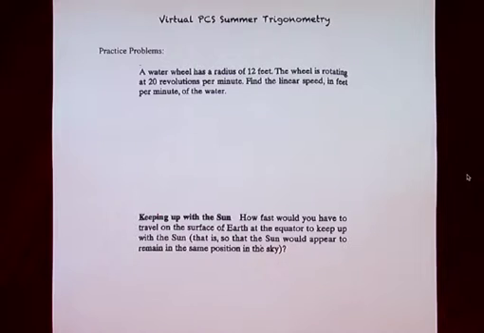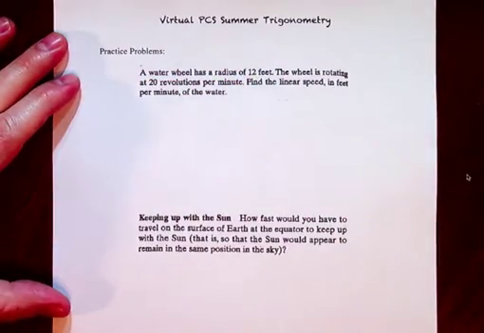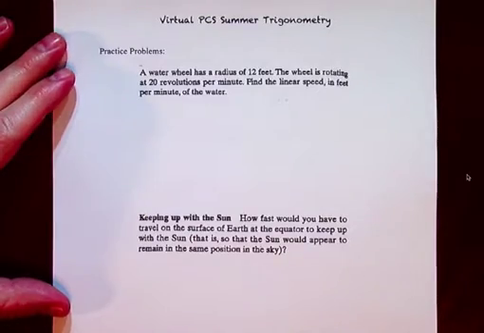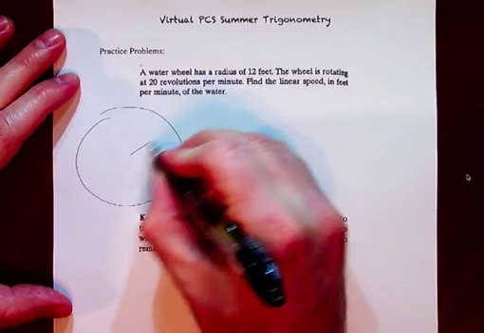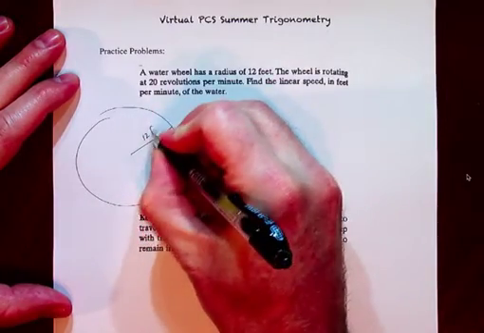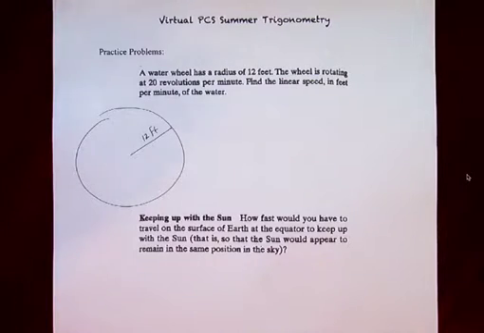It says a water wheel has a radius of 12 feet, and the wheel is rotating at 20 revolutions per minute. Find the linear speed in feet per minute of the water, okay? So the water wheel has a radius of 12 feet. Okay, so here we have a radius of 12 feet, okay? The wheel is rotating at 20 revolutions per minute.